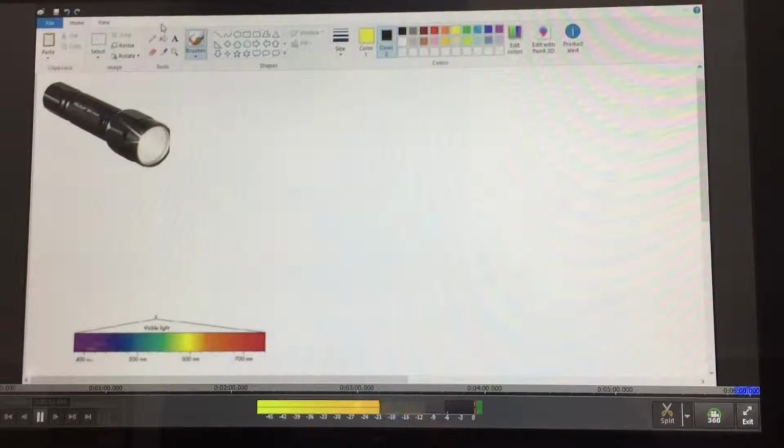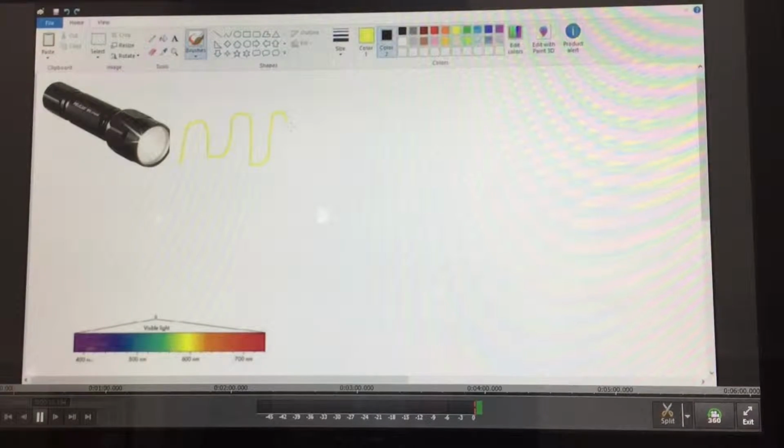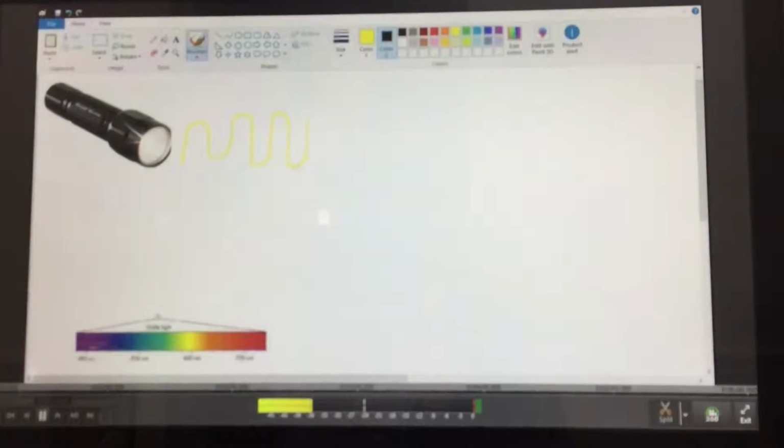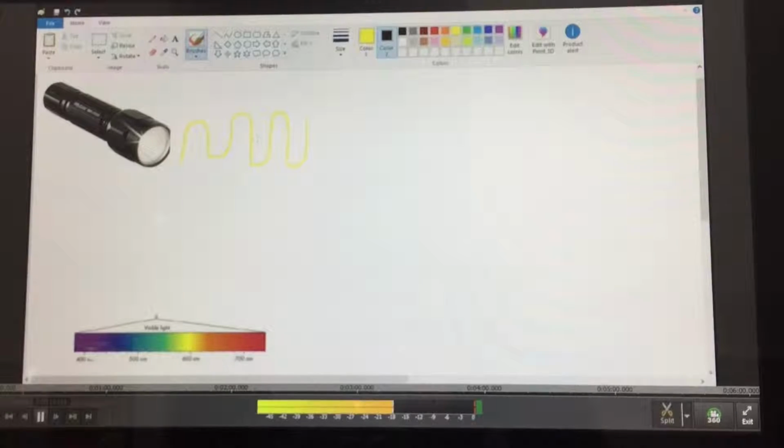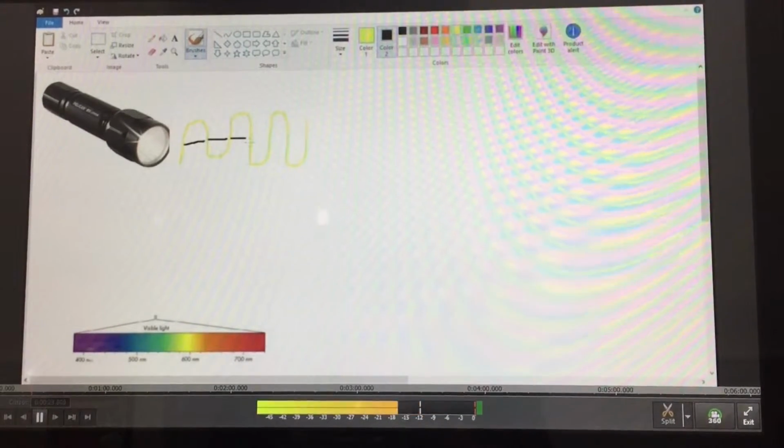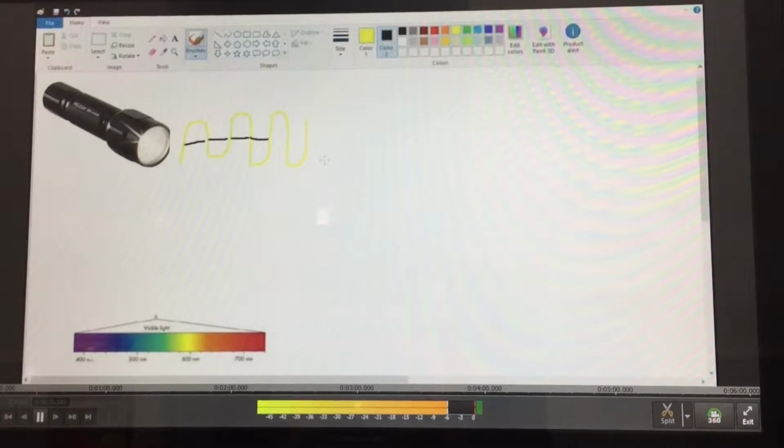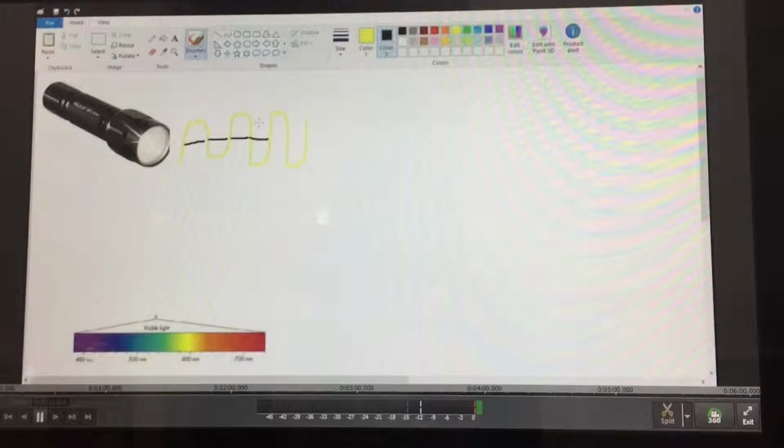Light is made up of photons, which are particles of energy that have no mass and move at the speed of light. These photons travel in waves which look like this. The distance between each wave, this to this, this to this, this to this, and so on, is called a wavelength. Higher wavelengths have lower energy and lower wavelengths have higher energy. Colors are determined by the length of each wave.